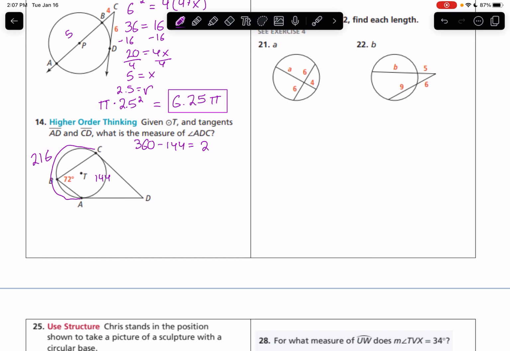Because 360 minus 144 is equal to 216. So then we can find the measure of angle ADC, the tangent angle, by doing 1/2 of the difference between the arcs. The larger arc, 216, minus the smaller arc, 144, is going to give us 36 degrees for that angle.